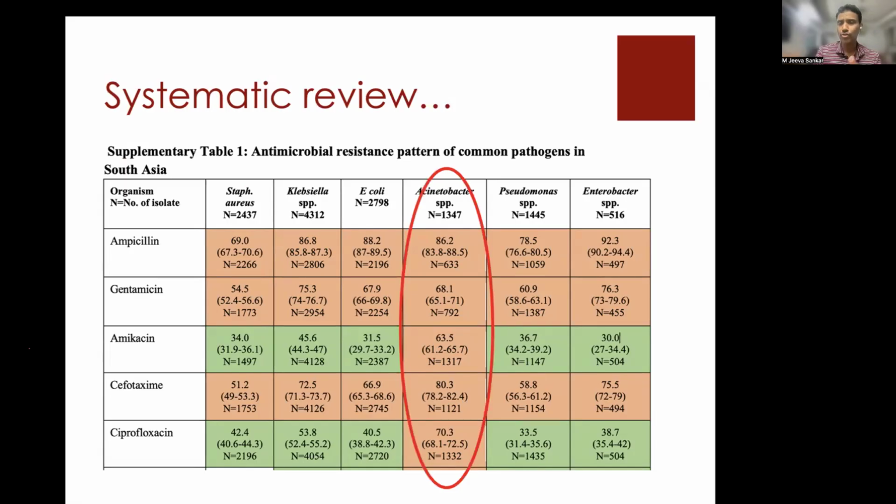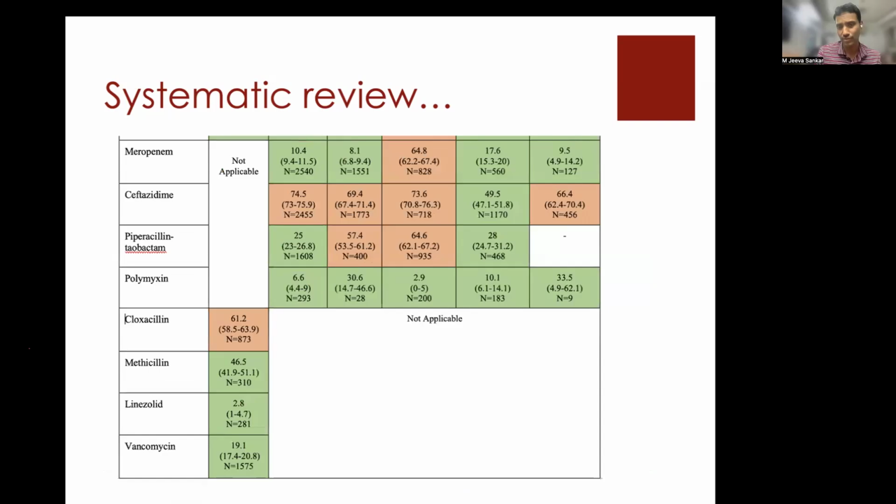If you look at Acinetobacter, for example, the numbers are quite substantial. Overall you have 1,350 odd Acinetobacter isolates: 86% resistant to ampicillin, 68% resistant to gentamicin, 63% resistant to amikacin, 80% resistant to cephalosporins, and 70% resistant to ciprofloxacin. And that is really alarming. And even meropenem is 65% resistant.